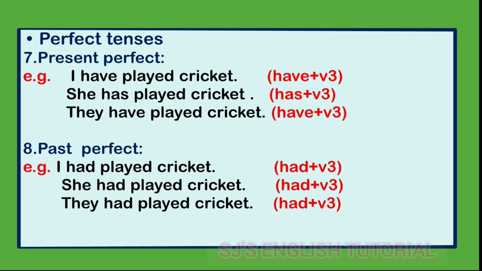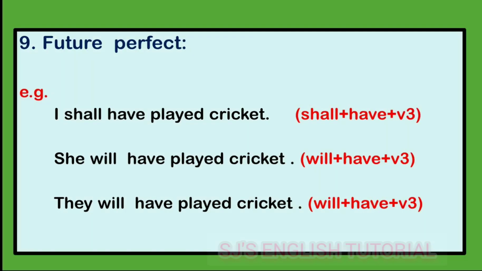Future perfect tense. I shall have played cricket, she will have played cricket, or they will have played cricket are the examples for future perfect. See the pattern of the verb here: shall plus have plus V3. We use it with only I and we, and with the remaining subjects we use will plus have plus V3.